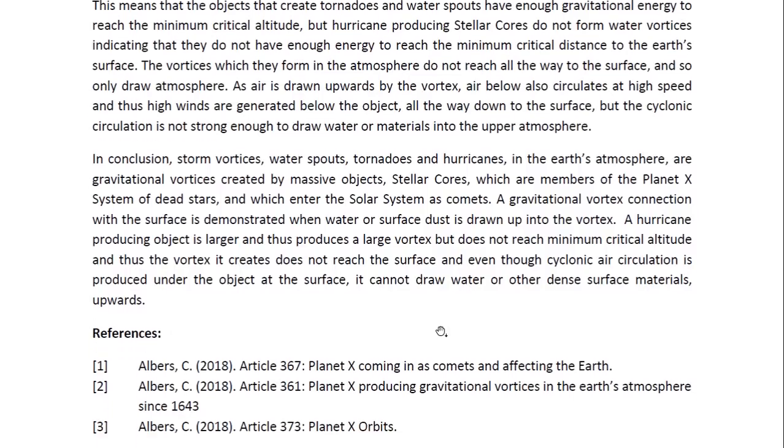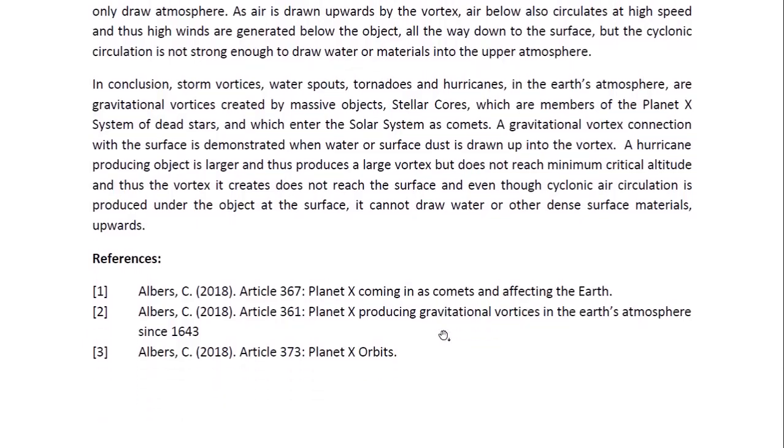So in conclusion, storm vortices, waterspouts, tornadoes, and hurricanes in the Earth's atmosphere are gravitational vortices created by massive objects, stellar cores, which are members of the Planet X system of dead stars and which enter the solar system as comets. A gravitational vortex connection with the surface is demonstrated when water or surface dust is drawn up into the vortex. A hurricane-producing object is larger and thus produces a larger vortex, but does not reach minimum critical altitude, and thus the vortex it creates does not reach the surface. And even though cyclonic air circulation is produced under the object at the surface, it cannot draw water or other dense surface materials upwards. Those are the references.